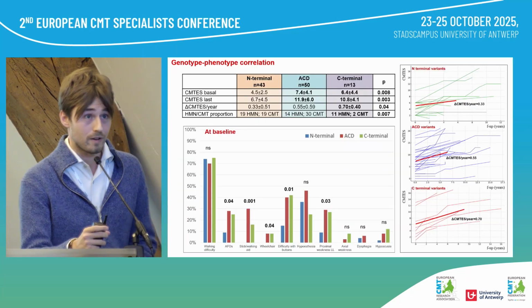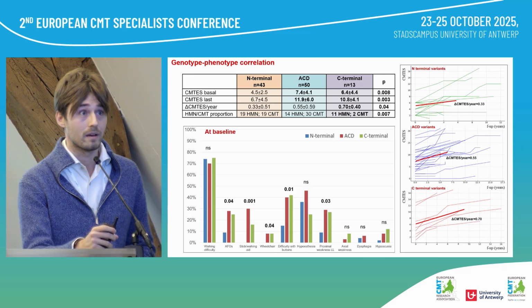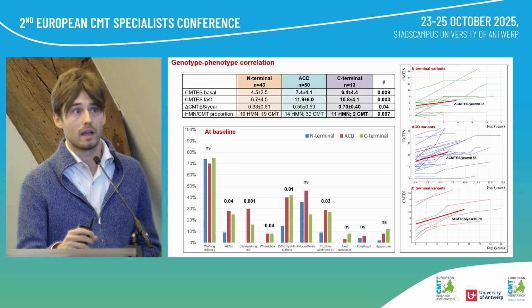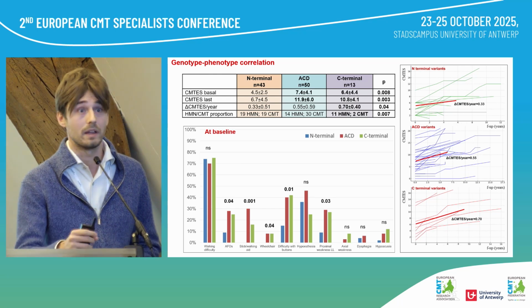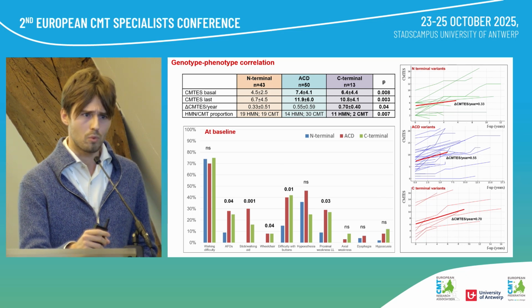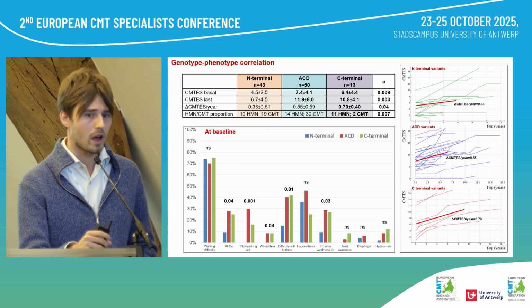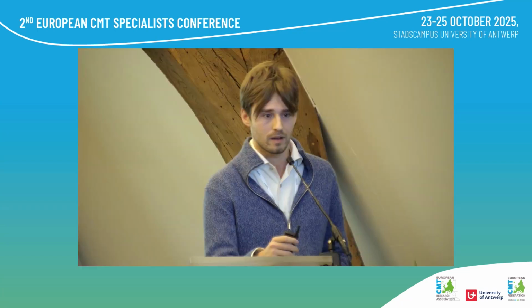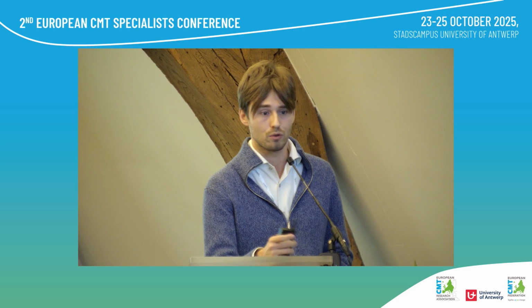Okay, so C-terminal variants were mainly distal HMN, and the other one was quite equally distributed, especially in the N-terminal ones. And for the other question, how we defined... You haven't answered the first question. How much sensory involvement were there? Not too much. No, not too much. They are motor predominant or exclusively motor.